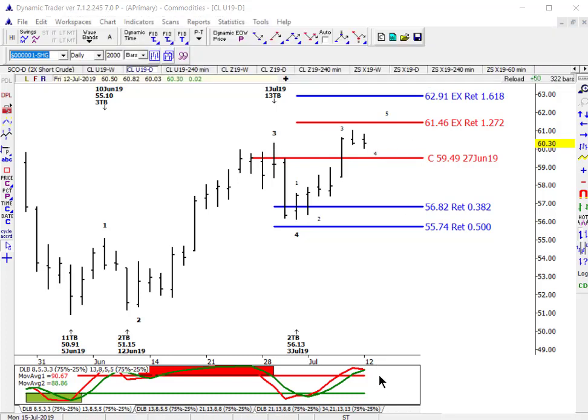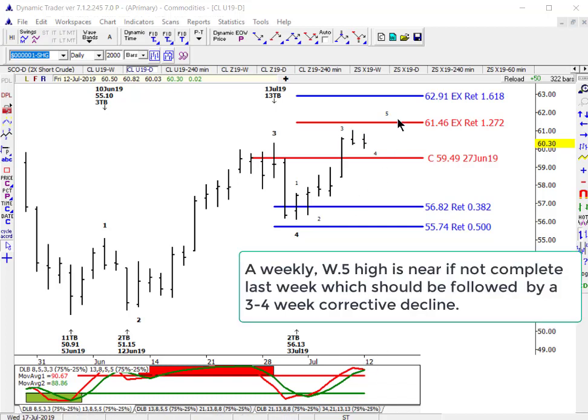The daily momentums are overbought. The weekly momentums are also overbought. So we might have another 2 to 3 days sideways up to complete this advance from the June low. But keep in mind, this is probably the final section up before we complete the advance from the June low. A nice 5-wave advance. The ideal target is around 61.46 to 62.91, but we're almost there.